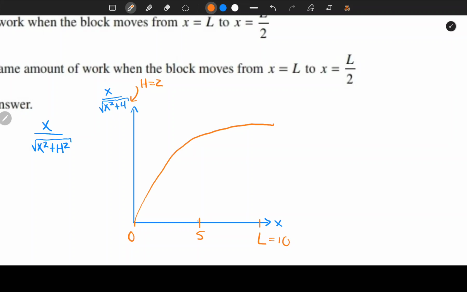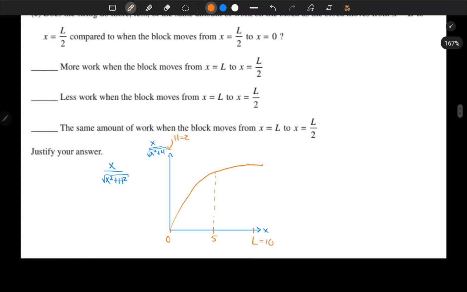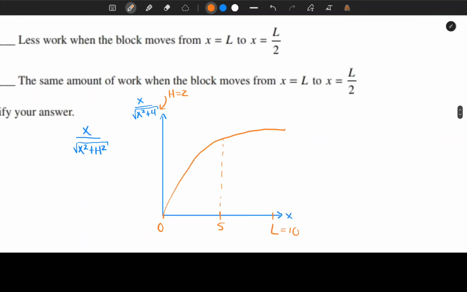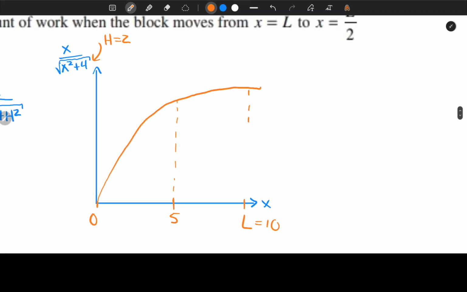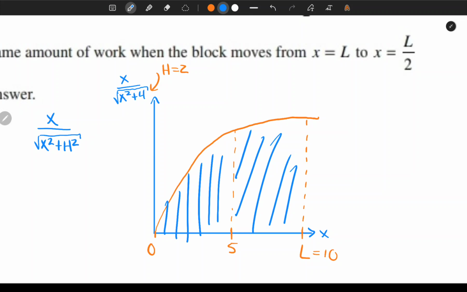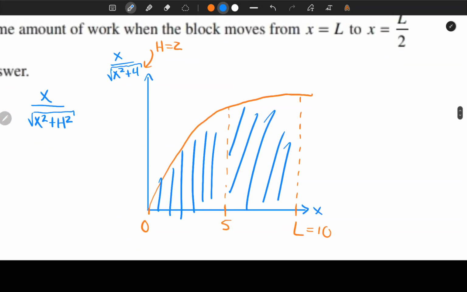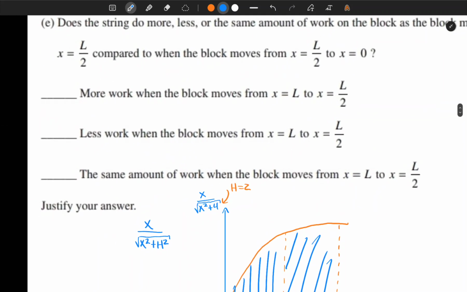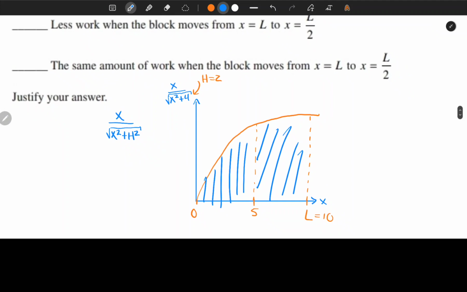So what we want to do is compare the work done on the mass by the string. Well, the work, as we know, is the area under this plot because we've put the integrand here. So the question becomes, which area is greater? The area on the left or the area on the right? As you can see, the area on the right is larger. So, intuitively, we can see that more work is done when the block moves from x equals L to x equals L over 2, and that's because there's more area under that function.